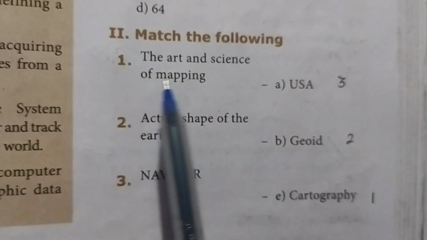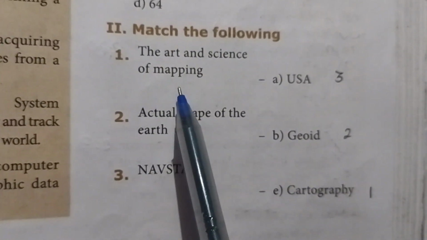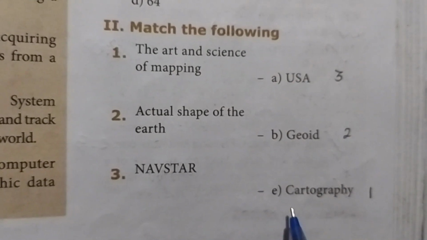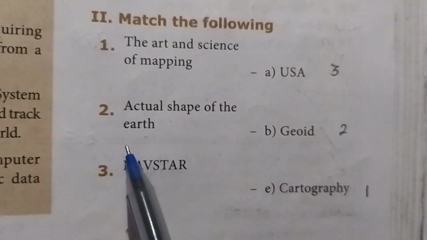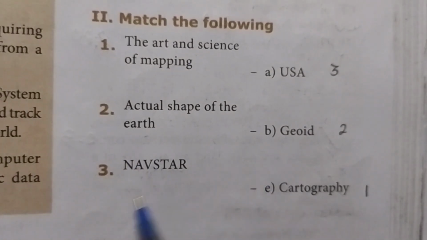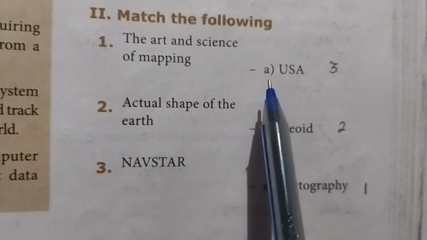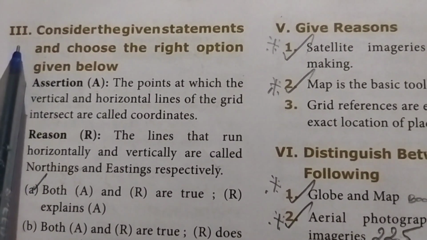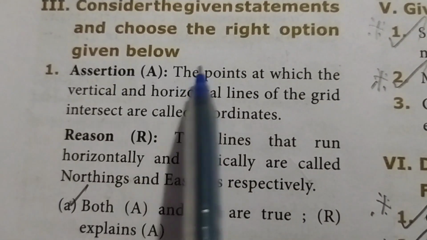Then Roman letter 2, match the following. First one, the art and science of mapping. Answer, cartography. Second one, actual shape of the earth, geoid. Third one, Navstar, USA.